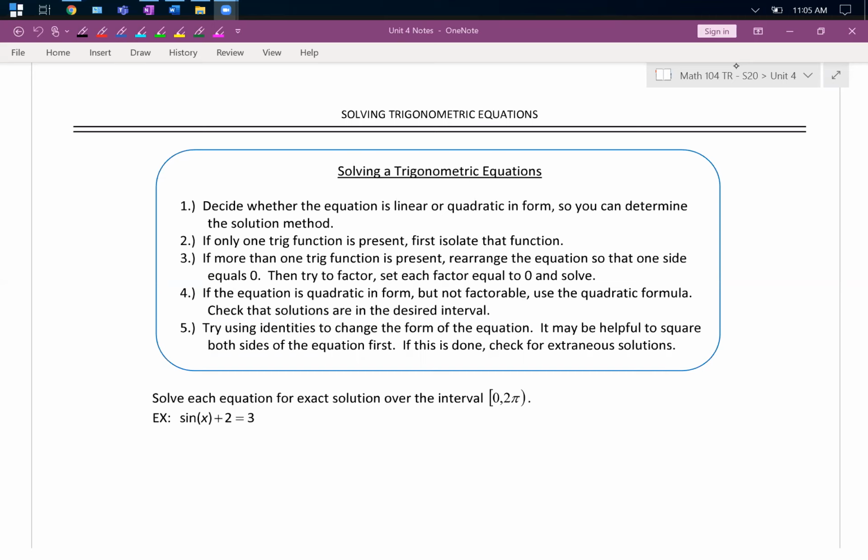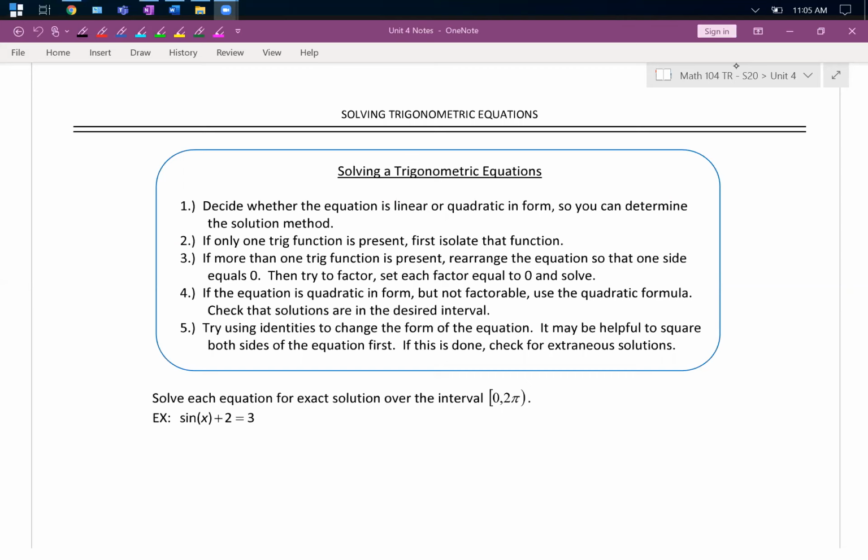This tends to be a little bit of a tough section for people because we have to be able to see the algebra through the trig. So I'm going to do a lot of substituting, kind of off to the side work, so that we can try to see the algebra. So just some strategies that we want to take when solving trig equations. We want to decide whether the equation is linear or quadratic in form so we can determine the solution method. So that's the beginning of trying to see the algebra through the trig.